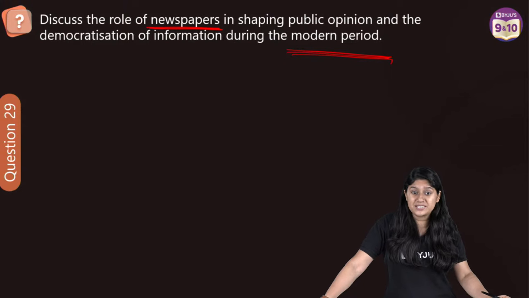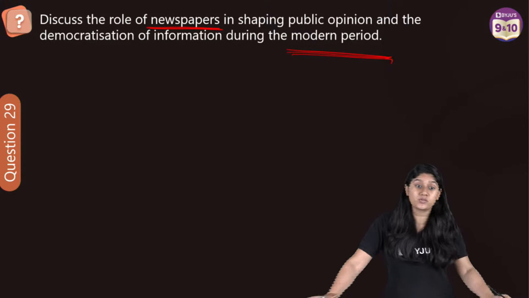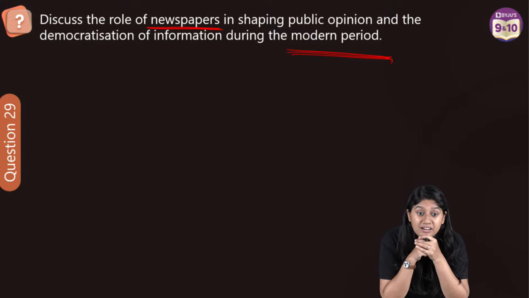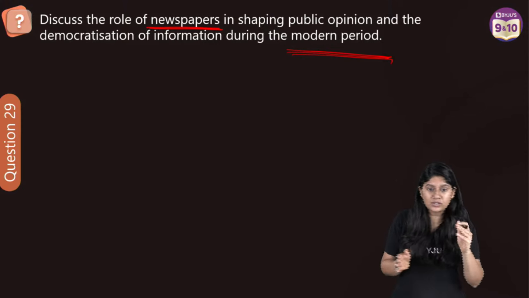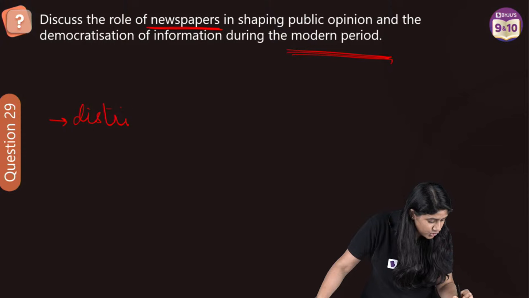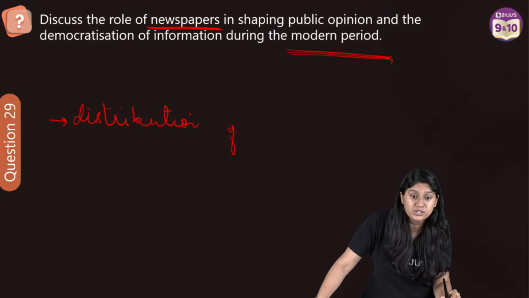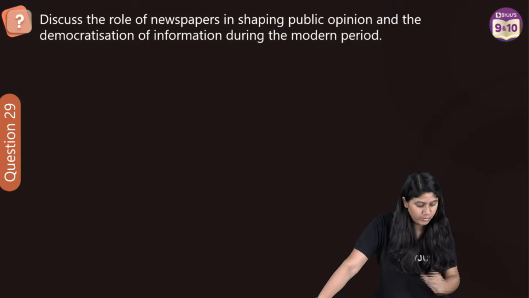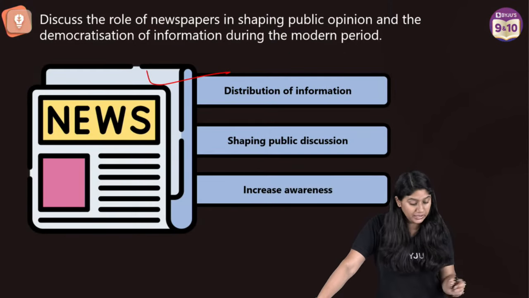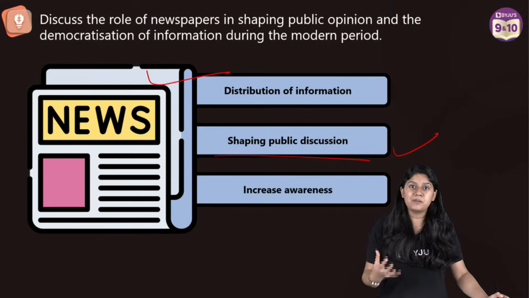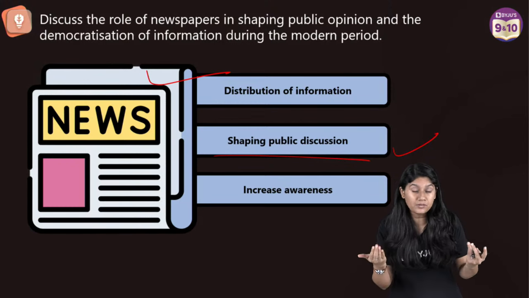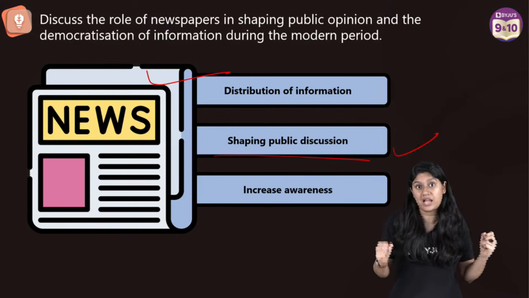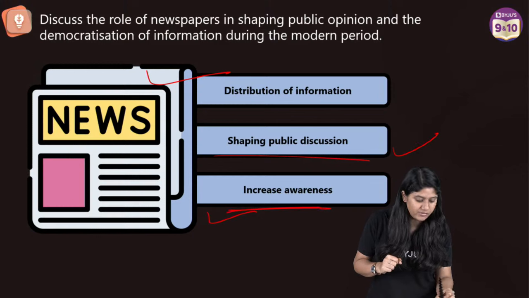Help to create a world of debate and discussion. Very good. They give people a new way of thinking and keep them informed about what was happening around the government. Yes, people can read and write. They can express their views. Very good, right? We saw that there was a distribution of information. Then, of course, we have the shaping of public discussions, right? A lot of public discussions and debates are happening, two people are writing in the columns. When people are reading about them, they're understanding and becoming aware about the different opinions people have. And, of course, we have increased awareness.